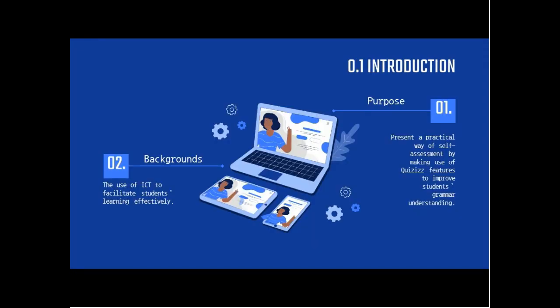First, introduction. Purpose: present a practical way of self-assessment by making use of the quizzes feature to improve student grammar understanding. In general, by analyzing the students' scores derived from 3 quizzes they self-assess, most of the students saw an improvement. It was derived from the score differences starting from the first until the third quiz. Self-assessment with quizzes has given a positive impact to student grammar understanding.